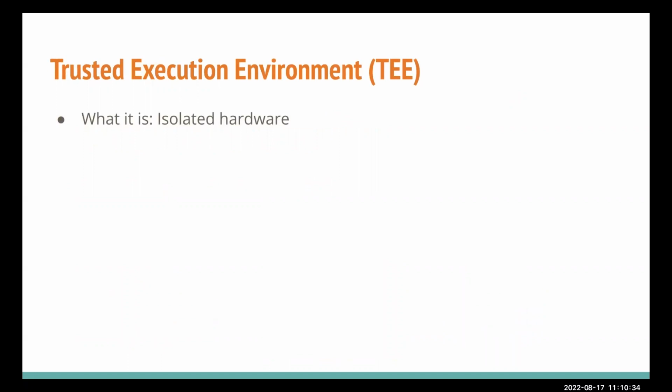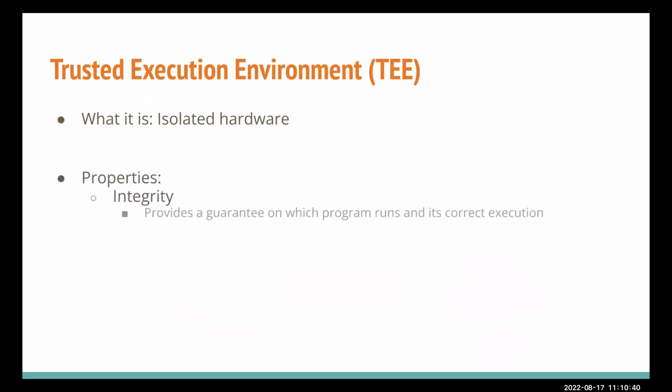Trusted execution environments are just an isolated hardware that gives us two properties. The first one is integrity. It means that when it starts to execute a program, it tells me, hey, this is the program that I'm running. And it cannot change the program in the middle. It cannot change opcodes in the middle. It just has to run it back to front in a single execution.